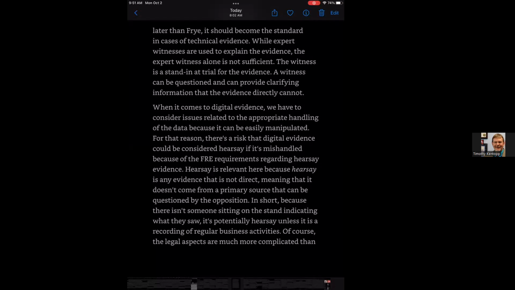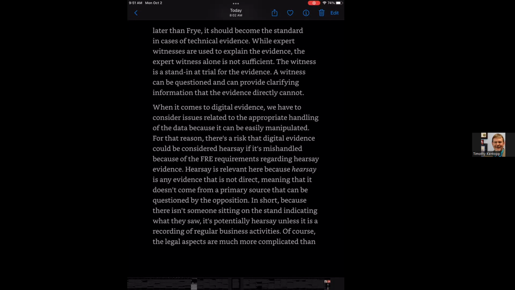So what are we saying? An expert, a subject matter expert, is a witness that is a stand-in at trial for the evidence. So that evidence is allowed in court. That's Fry. The federal rules of evidence, right, basically says that there are certain standards that have to be met when the expert witness presents that evidence because of a concept called hearsay. Okay.